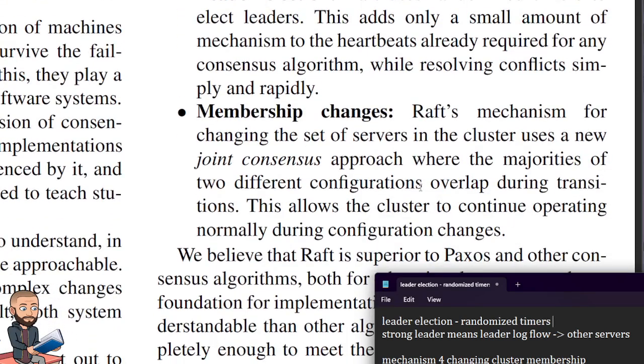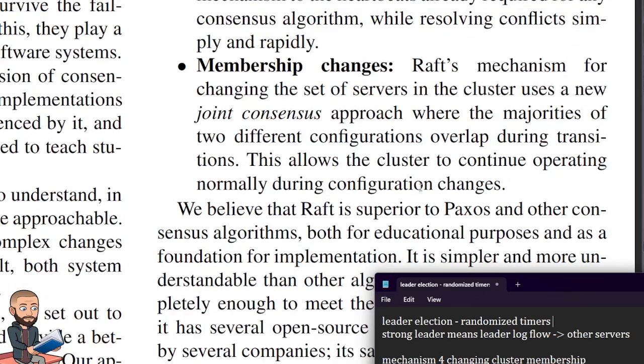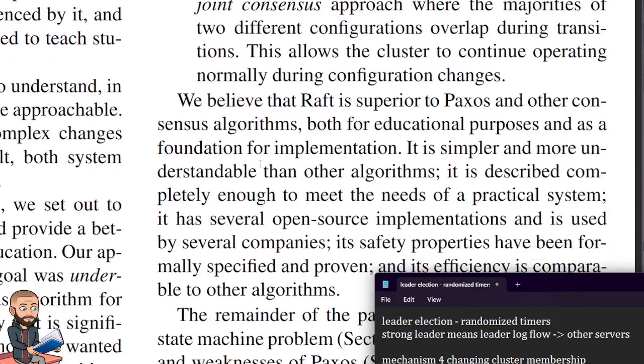Raft's mechanism for changing the set of servers in the cluster uses a new joint consensus approach. Now, I probably put the emphasis in the wrong area there. I was thinking of New Jack City, but no, Raft's changing of servers in the cluster uses a new joint consensus approach where the majorities of two different configurations overlap during transitions. This allows the cluster to continue operating normally during configuration changes.